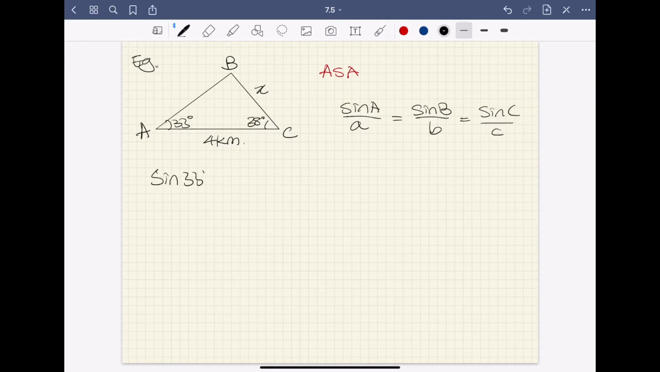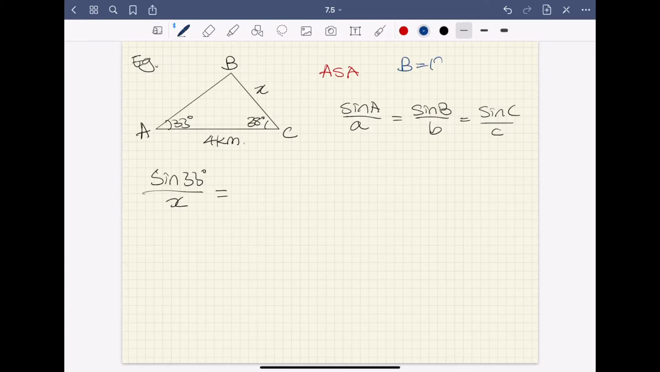Sine 33 degrees over little a, which is the x, the missing value we want to find, and sine B over b. We know what little b is. b is this number, 4. But do we know what capital B is? Well, it doesn't say in the question here, but can we find it? Of course, we can find B.